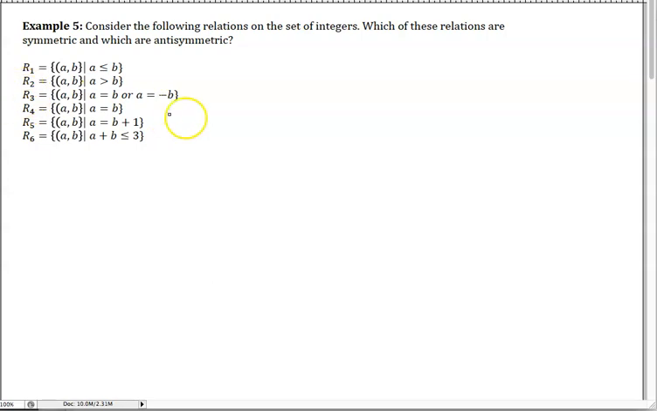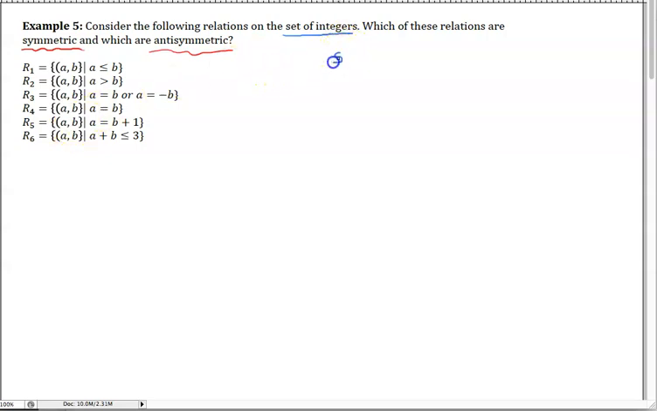So we're going to continue checking for symmetry and anti-symmetry. We're looking at this set of relations again that we've visited before. These are pairs of points where this condition is true, and it's on the set of all the integers, so positive or negative integers. We need to figure out whether they're symmetric or anti-symmetric.